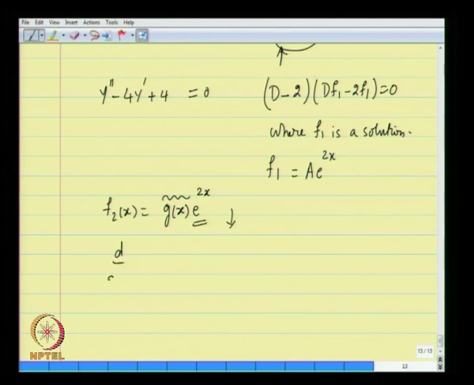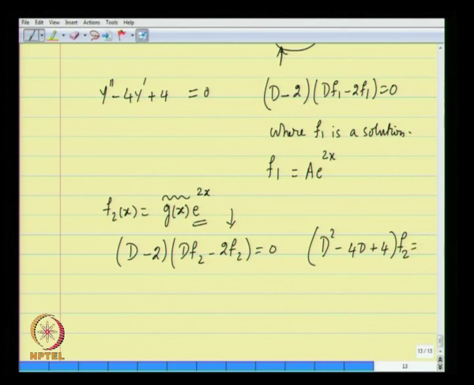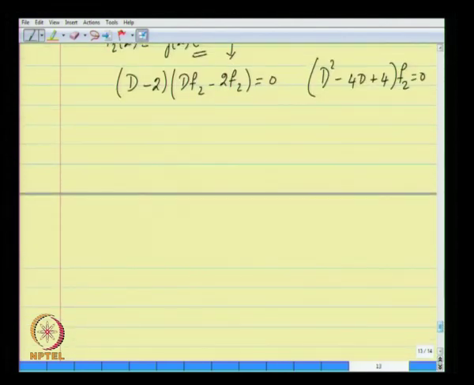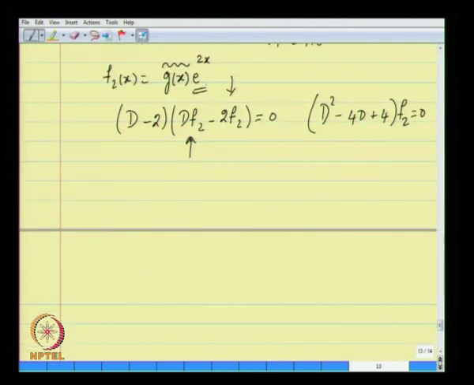Okay. So, let us look at this. If f2 is a solution, then, let me use the operator D, (D minus 2) times (D minus 2) f2 is equal to 0, because that is the differential equation, D squared minus 4D plus 4 acting on f2 is equal to 0, which is factored into these operator forms. Now, if you substitute for D f2 using g of x e raised to 2x, what you will have is (d/dx minus 2) dg/dx e to the 2x is equal to 0.